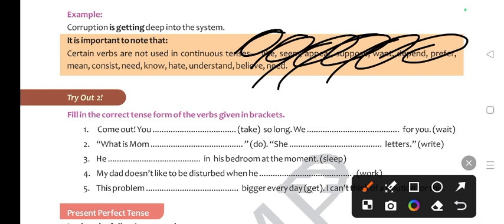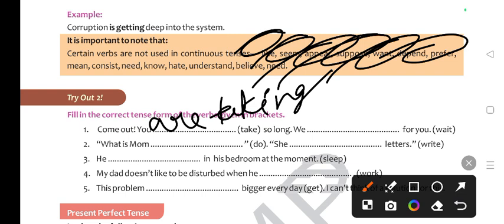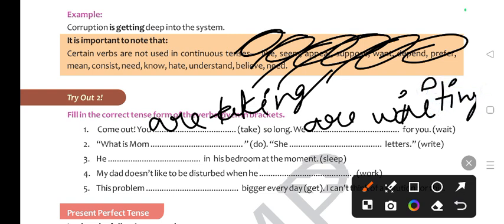Understood? Now the next question, try out 2. Try out 2 is: come out, you are taking so long. So we will write here, you are taking so long. We are waiting for you. So wait will change into waiting. The spelling is waiting.